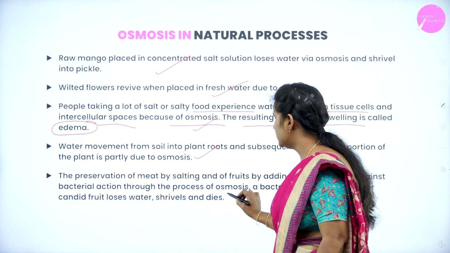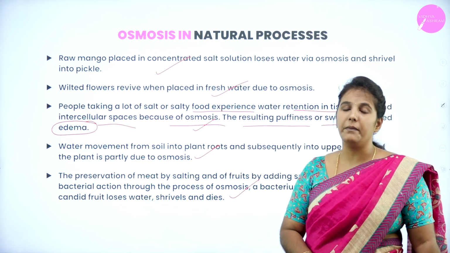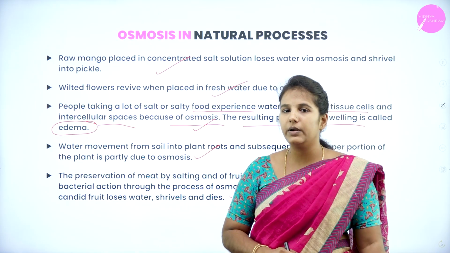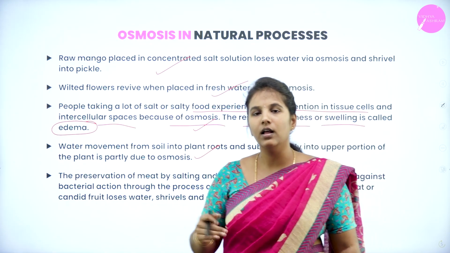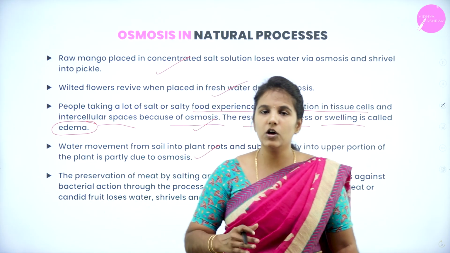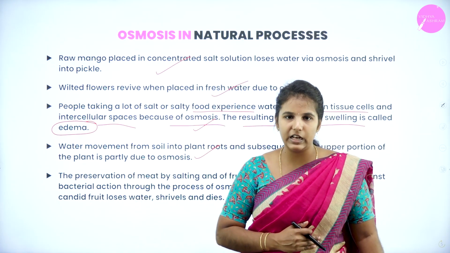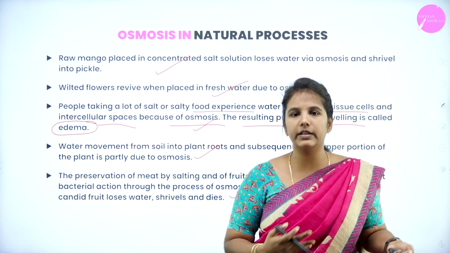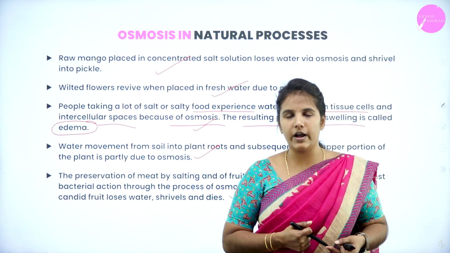Another best example is, during the preservation of meat and also any food, we keep it in a high salt content, or in a high sugar content also. Why do we keep it so? In order to avoid bacterial growth. We all know that if you keep the food for a longer time, it will be spoiled by bacteria and also by fungi, right?